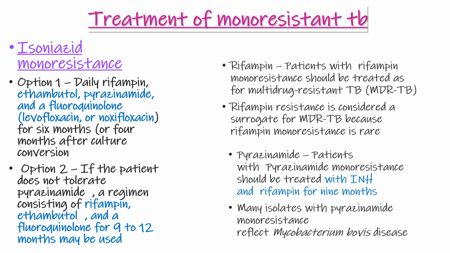So we'll start with monoresistant TB. Monoresistant TB is where you have resistance to one of the drugs in TB.